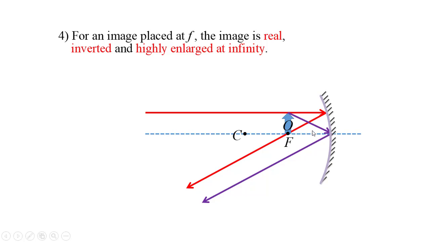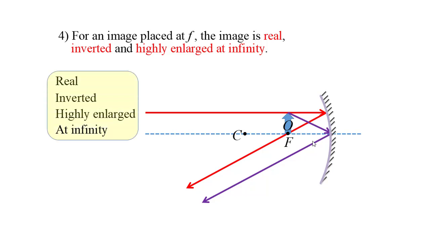This angle above the principal axis must also create the same angle upon reflection, because the angle of incidence must be equal to the angle of reflection. And as you can see, in fact, we cannot see any image now because the image is created at infinity, but we expect this image to be real. It will be inverted. It will be highly enlarged, and it is created at infinity. So this is the image characteristic whenever the object is placed at F, such an image may not be observable.